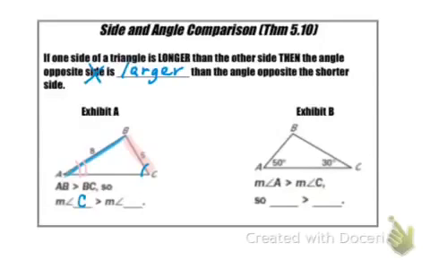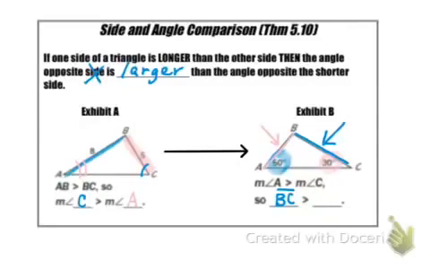So then AB is greater than BC, therefore we can say the measurement of angle C is greater than the measurement of angle A. Using the converse of that, if we are just given in Exhibit B the angle measurements, angle A is 50 degrees and angle C is 30, so since angle A is greater than the measurement of angle C, we can conclude that BC is greater than AB.